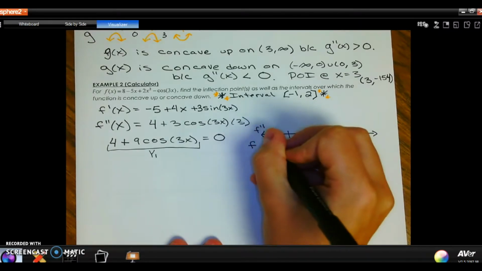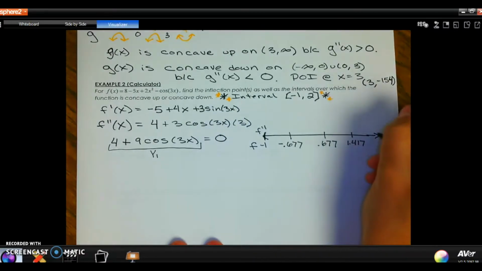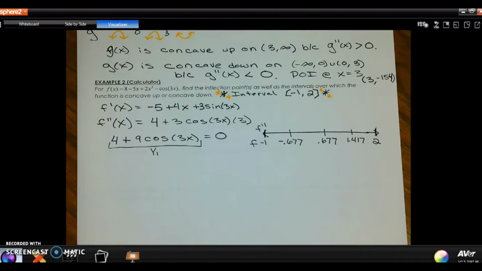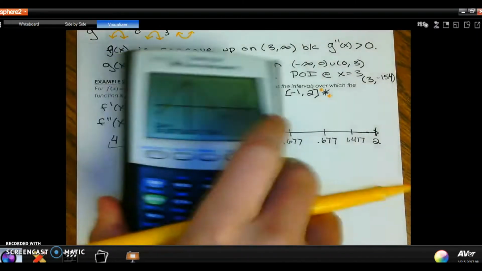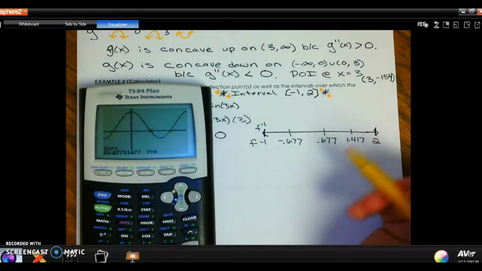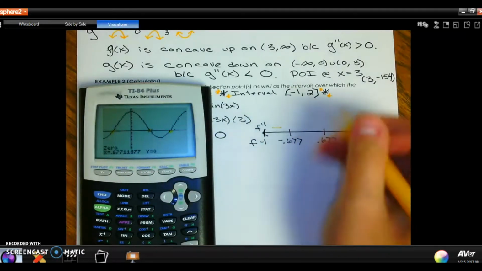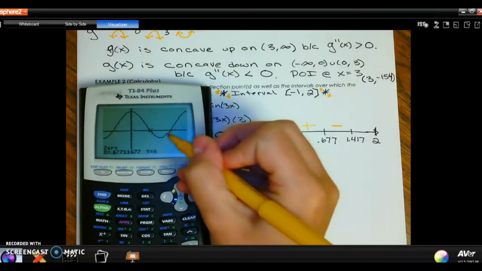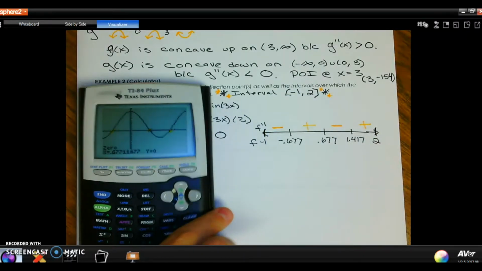Okay, so there's my sign chart. I guess these should actually be between -1 and, I shouldn't have an arrow there because we truncated our interval so that we were just looking at that piece. And what did we notice? Well, if you look back at the graph, before this point the second derivative was negative, then positive, then negative again, and then it ended up positive. Okay, so I've got that.